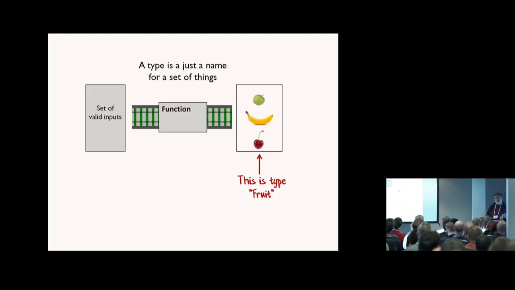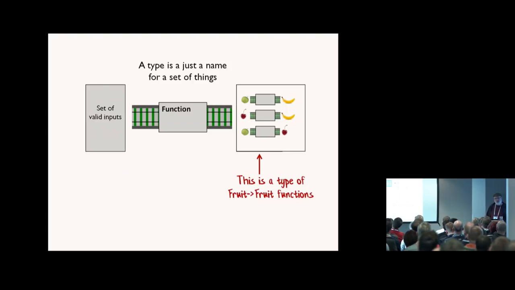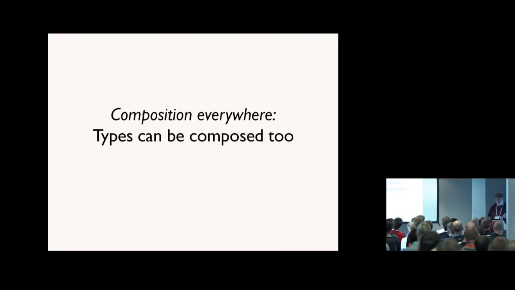Okay. Now, because it's a set, it can contain any group of things, including a set of functions. So you can have a set of functions as outputs or inputs, and that set has a name. In this case, it's the set of fruit-to-fruit functions, functions that turn fruit into fruit. And so this would have the type, if we write fruit, arrow, fruit, that would be the name of that type. Okay, that's when your head starts spinning a little bit, but it's a really, really important thing to understand.